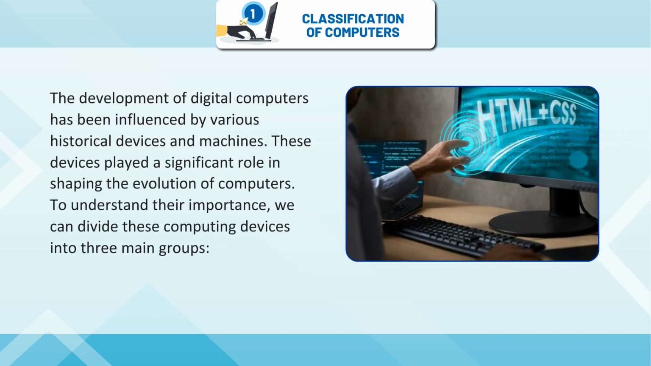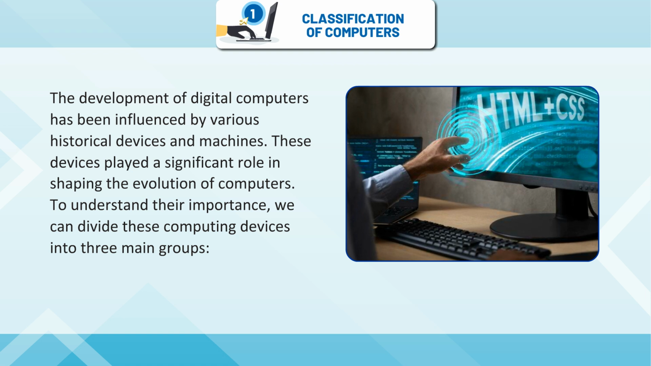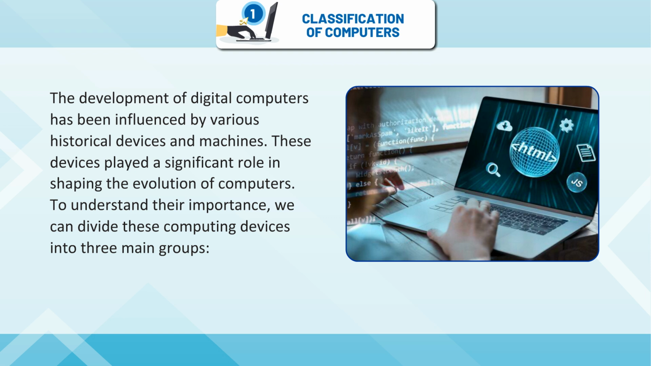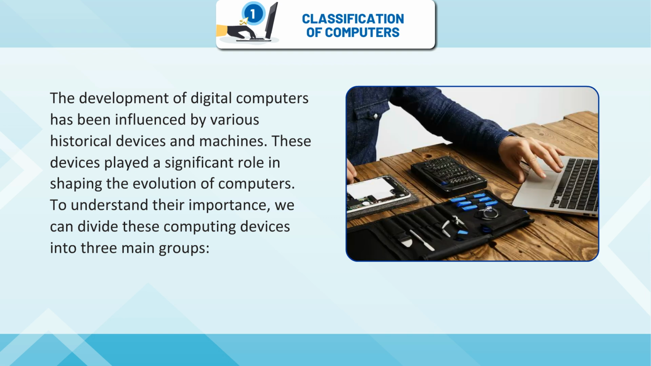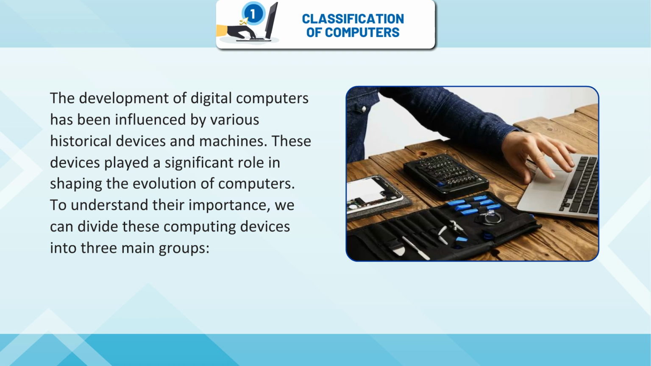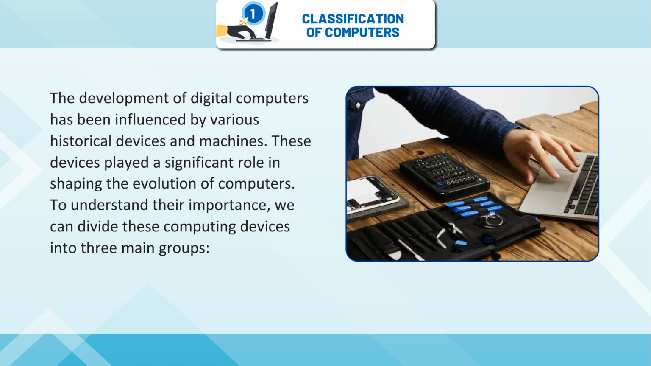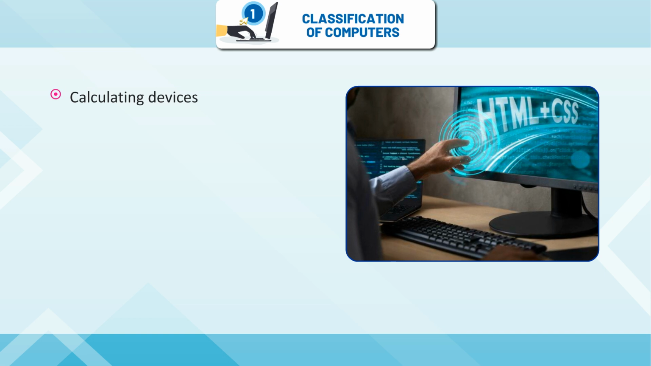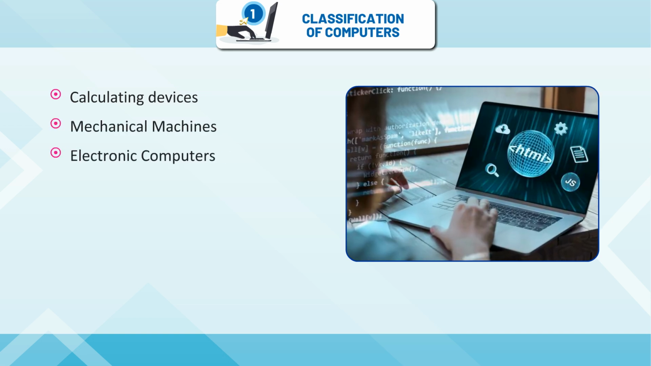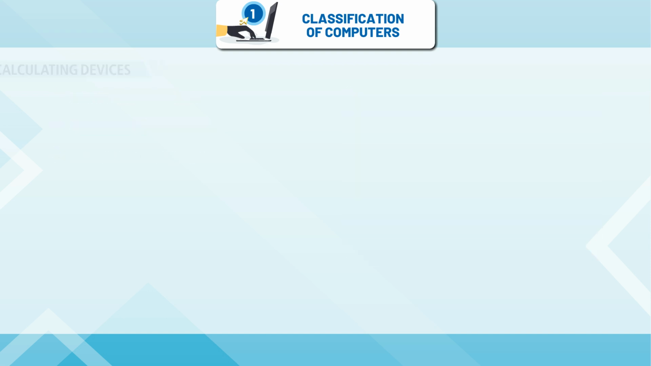The development of digital computers has been influenced by various historical devices and machines. These devices played a significant role in shaping the evolution of computers. To understand their importance, we can divide these computing devices into three main groups: calculating devices, mechanical machines, and electronic computers.